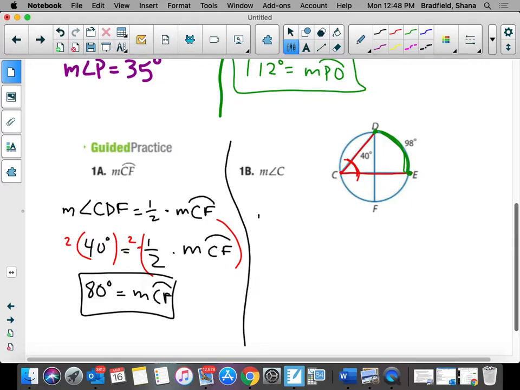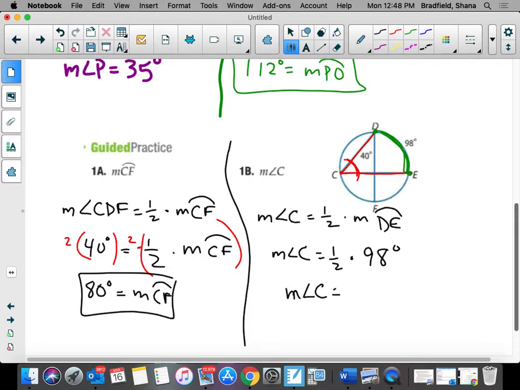So my equation would be set up like this. The measure of angle C is equal to 1/2 the measure of arc DE. And so the measure of angle C is 1/2 times 98. So we want half of 98, which is 49 degrees.